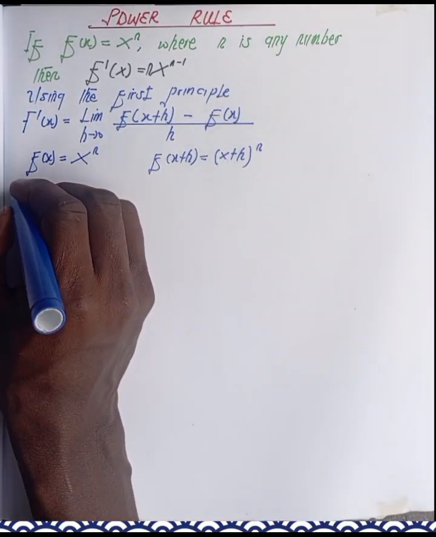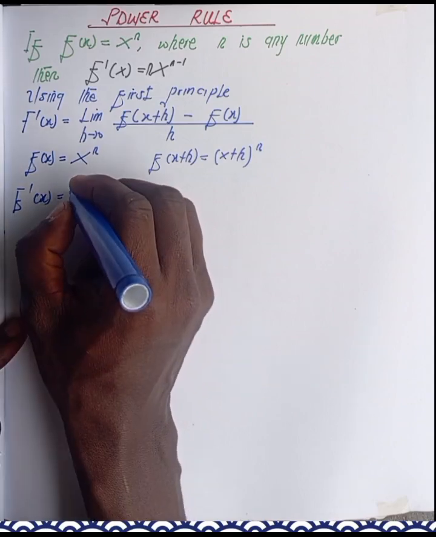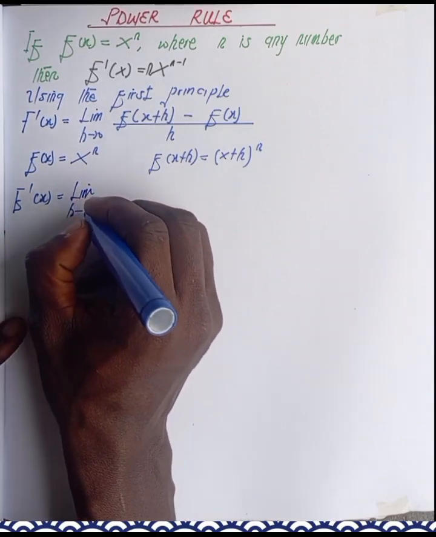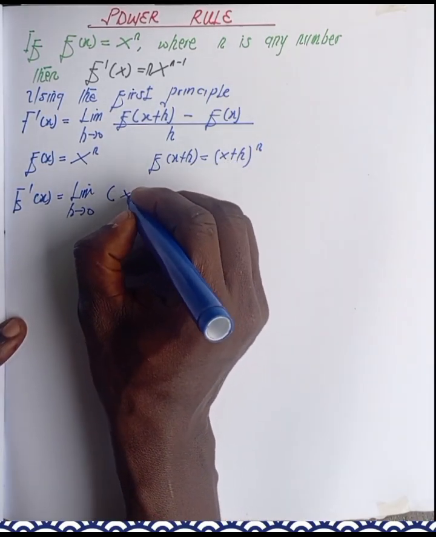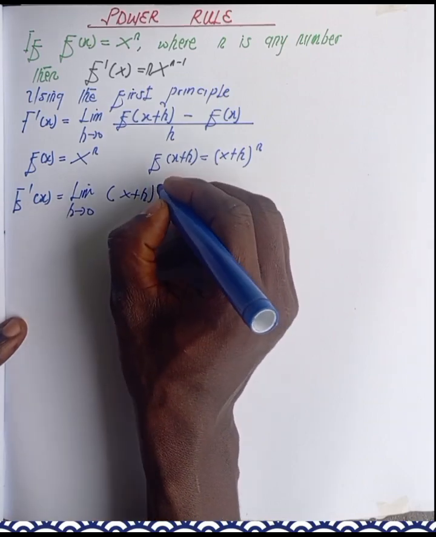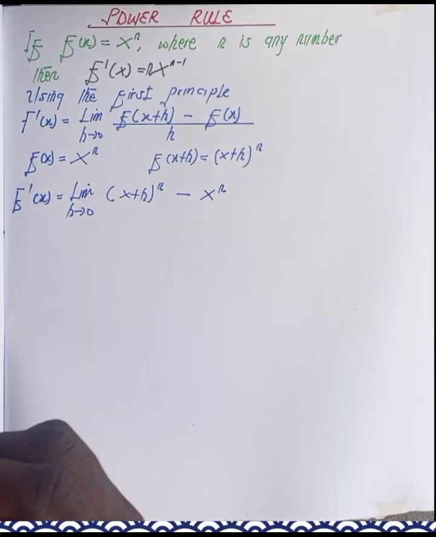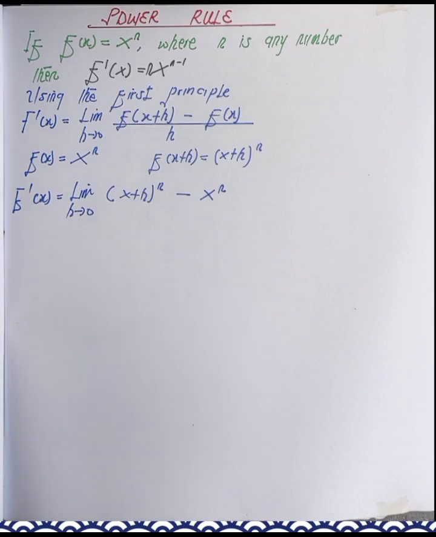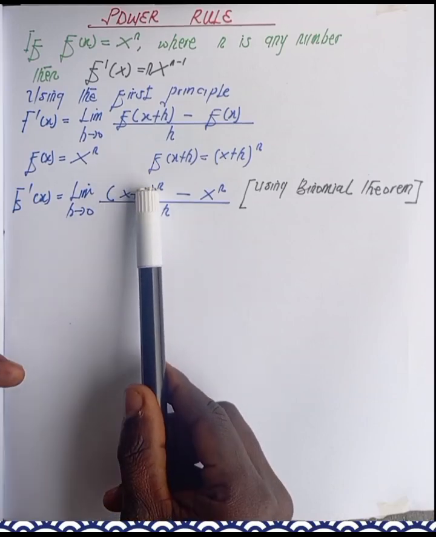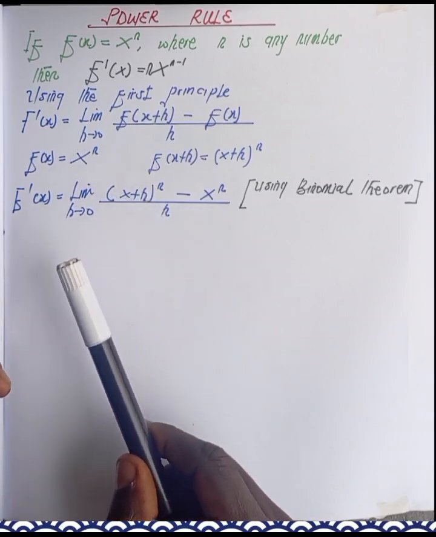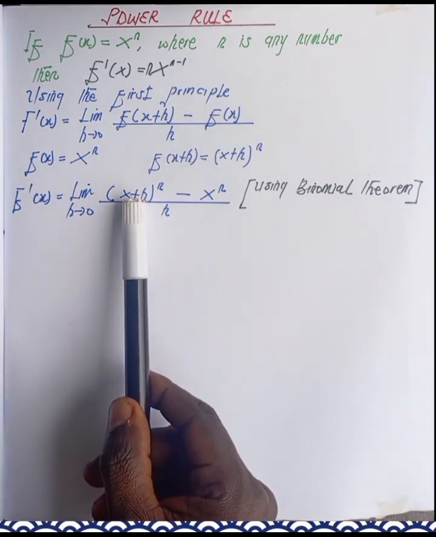So we are going to get the first derivative with respect to x, which is given as the limit as h approaches 0. We know that f(x) is equal to this, so we have (x+h)^n minus f(x), which is what? x^n, all over h. The next thing we are going to do is to expand this. Now, to expand this, we are going to use what? The binomial theorem to help us expand this part.